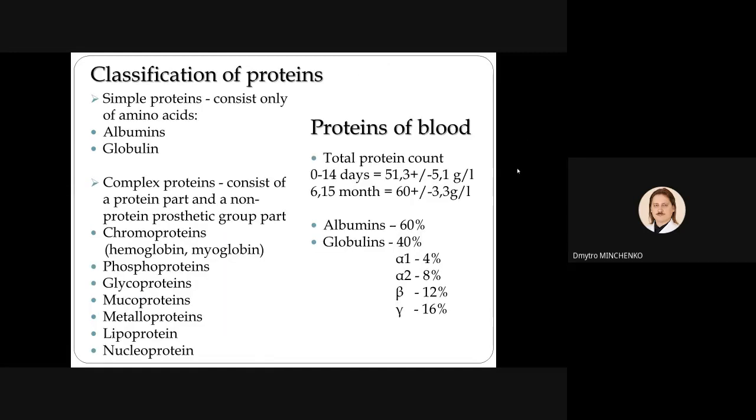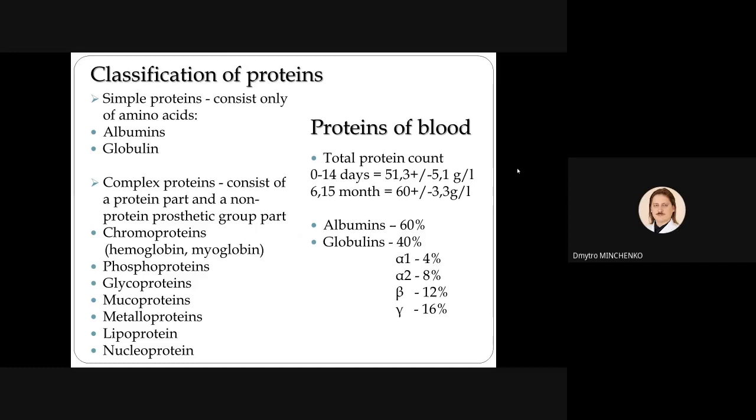Classification of proteins. Simple proteins consist only of amino acids, such as albumins, globulins. Complex proteins consist of a protein part and a non-protein prosthetic group part. Chromoproteins: hemoglobin, myoglobin. Phosphoproteins, glycoproteins, mucoproteins, metalloproteins, lipoproteins, and nucleoproteins.